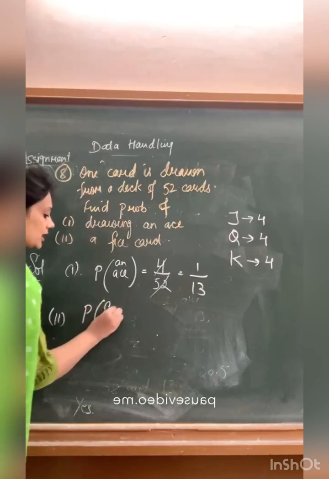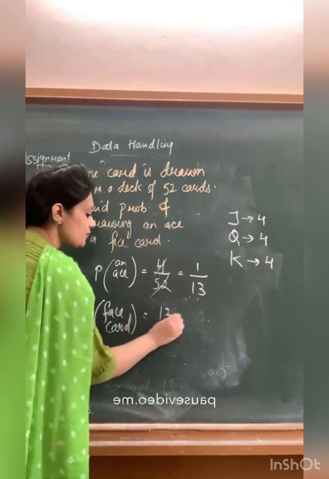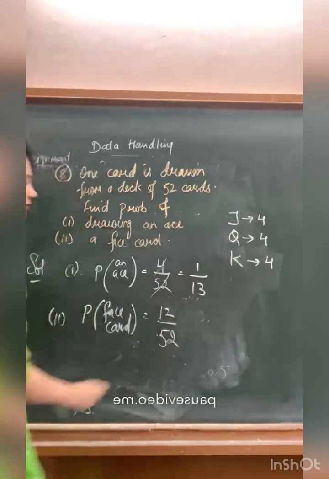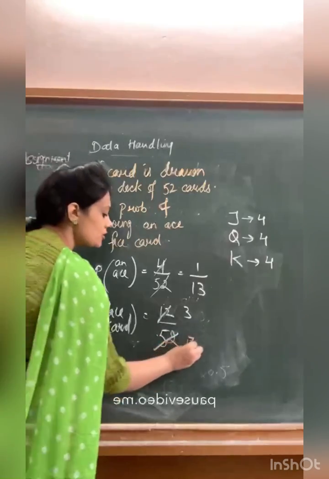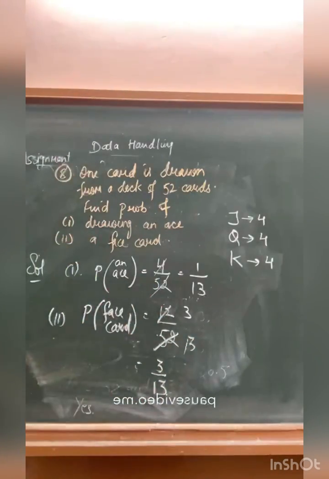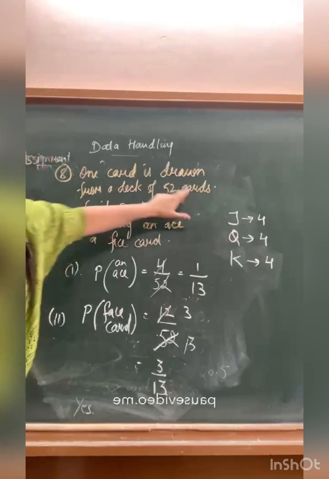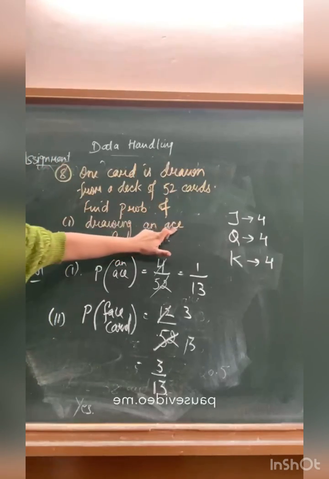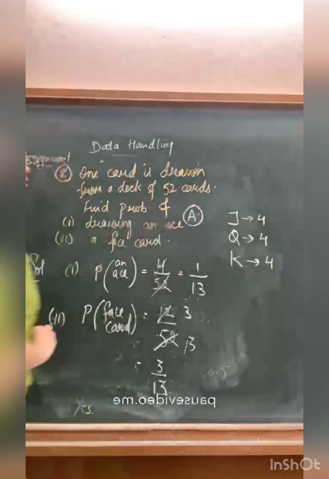So probability of face card is 12 by 52. 4 threes are 12, 4 ones are 4. So the answer is 3 by 13. So let us revise this question once again. There is a deck of 52 cards. What is the probability of drawing an ace? Right? Ace means card of A.